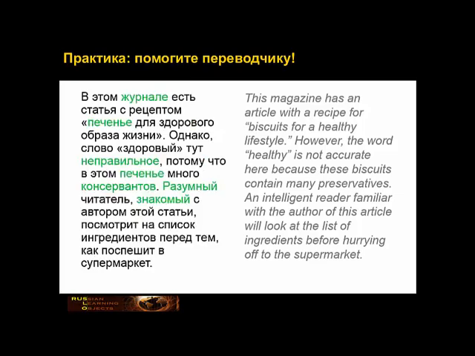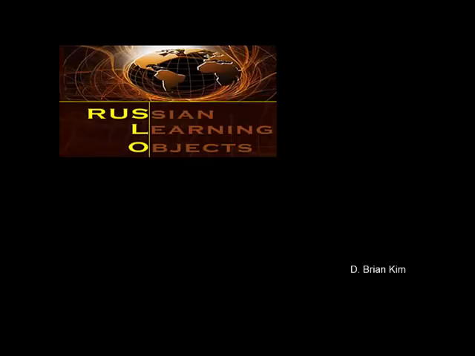Here is the corrected version of our text. Let me briefly summarize the changes. Magazine has become journal. Бисквит has become печенье. Аккуратный has become правильный. Презерватив has become консервант. Интеллигентный has become разумный. Familiarный has become знакомый. This concludes this lesson on false friends. Thank you for viewing.